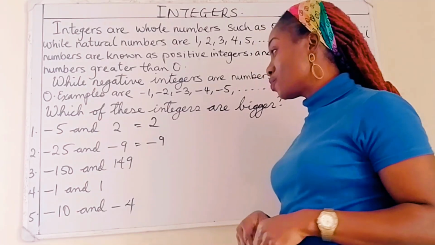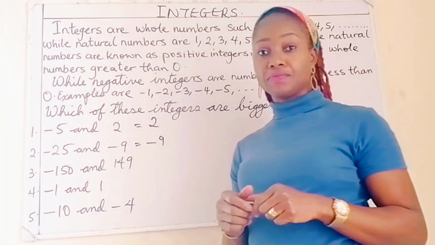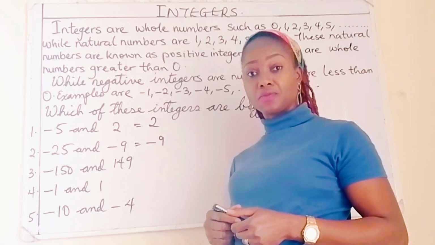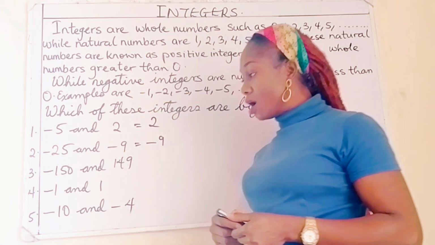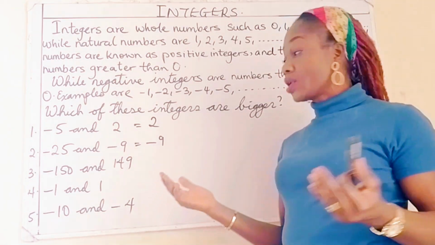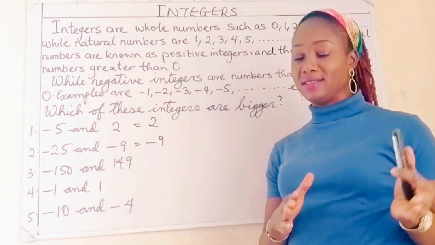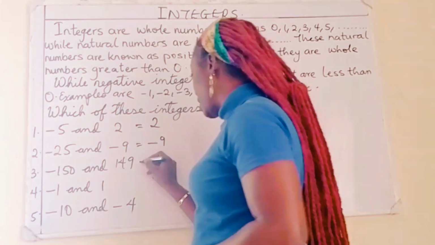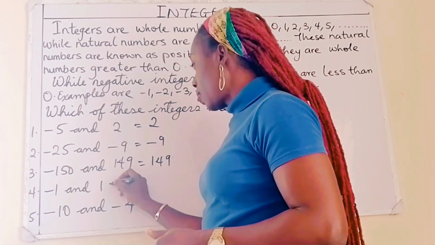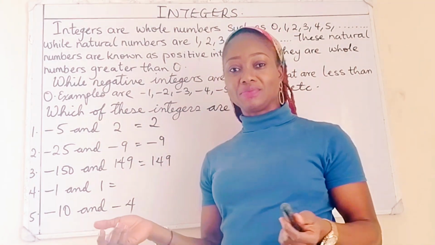Now, number 3, we have -150 and 149. Of course, the bigger integer here is 149. Why is that so? Because 149 is greater than 0 and -150 is less than 0. So the answer here is 149.